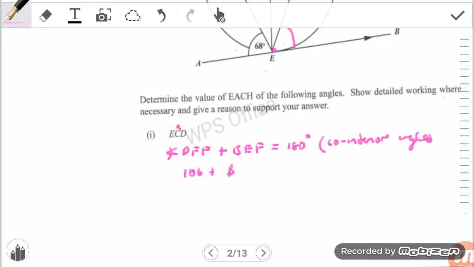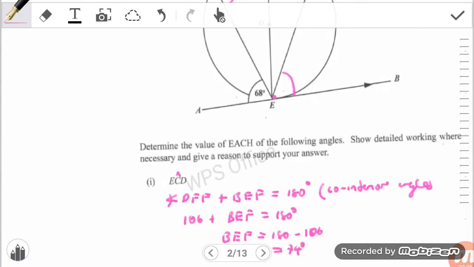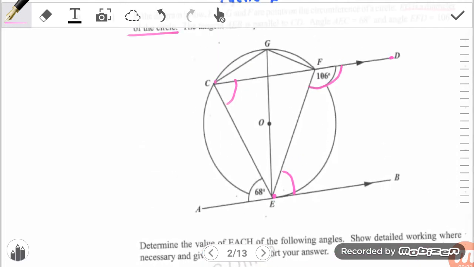So this angle here is going to be 106 plus angle BEF, and that's going to be equal to 180 degrees. So angle BEF is equal to 180 degrees minus 106, and that is going to be equal to 74 degrees. All right, that's 74 degrees here. So why is it that I'm finding this angle down here when the question asks me to find this angle here?